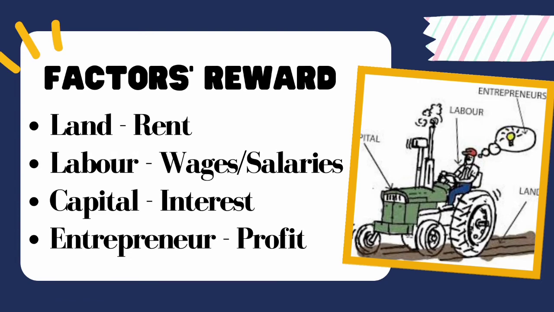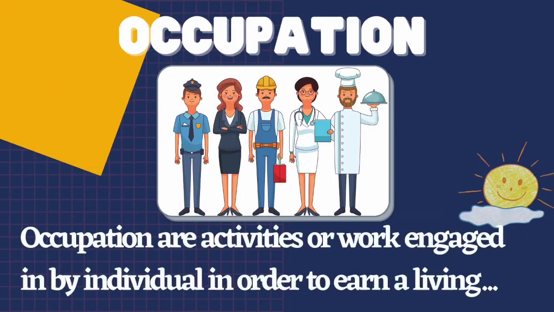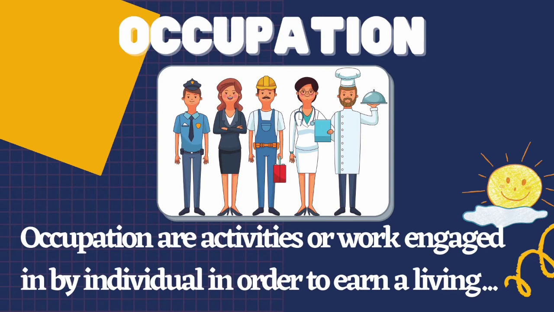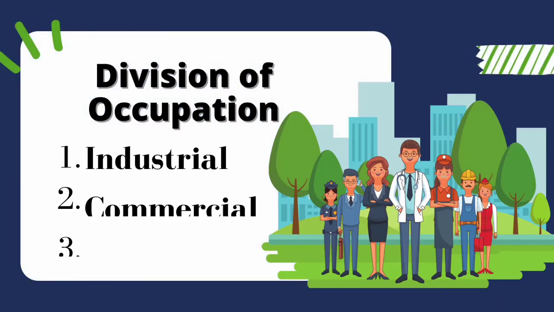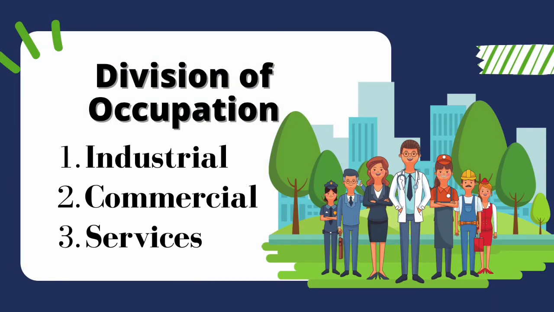Okay, so let's go to section B of our topic today, which is occupation. What is occupation? Occupations are activities or work engaged in by an individual in order to earn a living. Anything we do to get money, that is occupation. Then occupation is divided into three. We have the industrial occupation, the commercial occupation, and the service occupation.